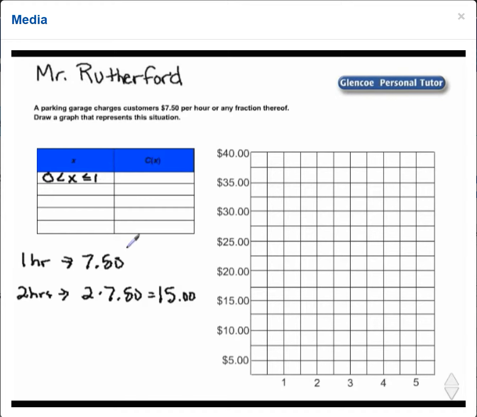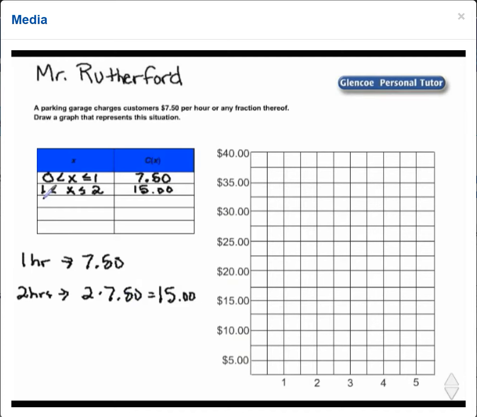And we said that our charge would be $7.50. Between 1 and 2 hours, our inequality will be x is greater than 1 and less than or equal to 2. Our charge will be $15, as we said here when we multiplied 2 times $7.50.